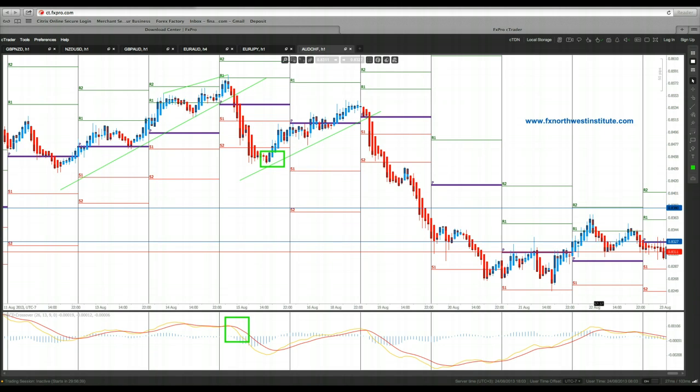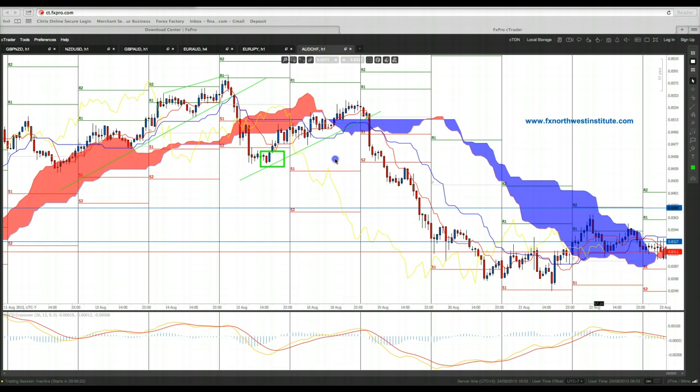The last one is the Ichimoku indicator. Very simple. When price is below the cloud, we sell. When it's above the cloud, we buy. Now on this first trade, I would not have taken the trade based on the Ichimoku indicator because obviously price was still above the cloud.